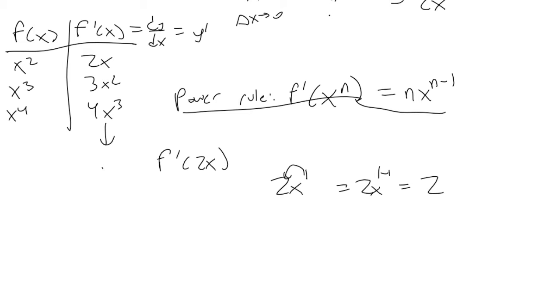And what about the derivative of 2? Well, 2 we can simply see is the same thing as 2 times x to the 0 power. Bring the 0 down, you already know we're going to have 0. And so this is our next rule: for any constant, the derivative is always 0.